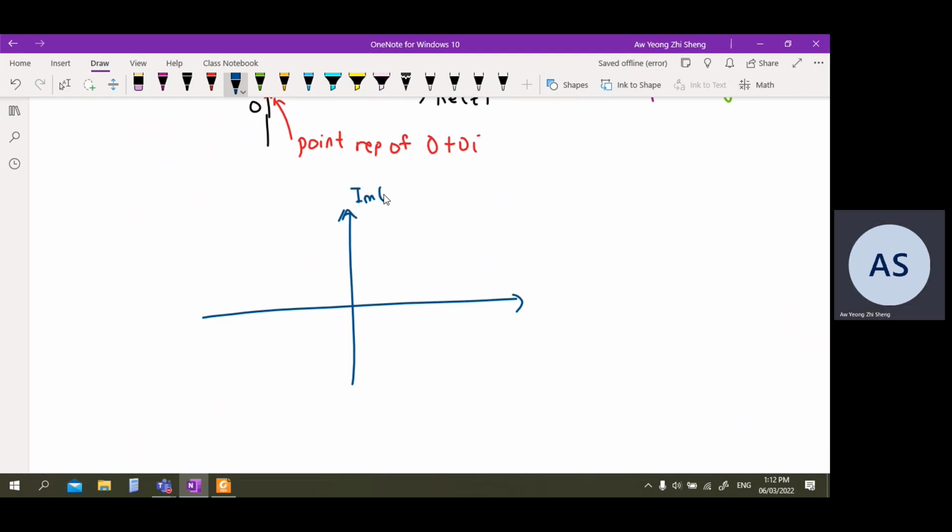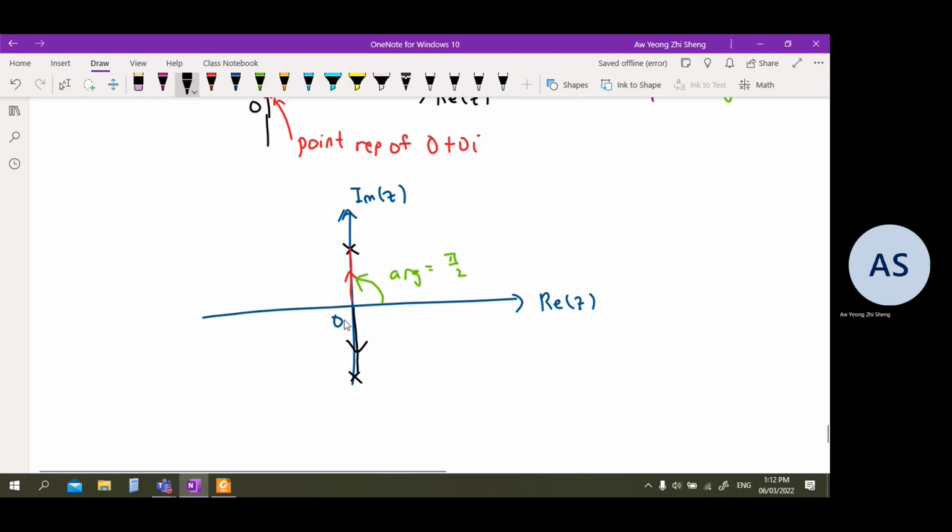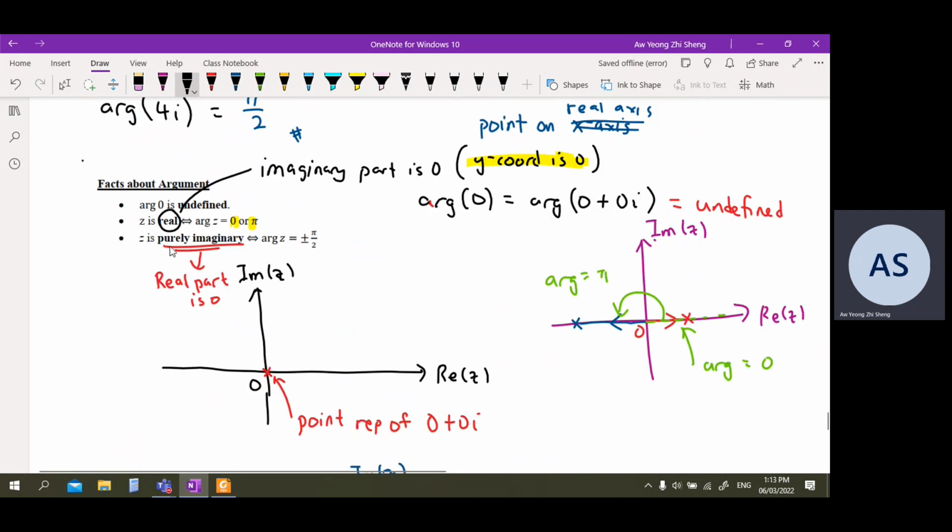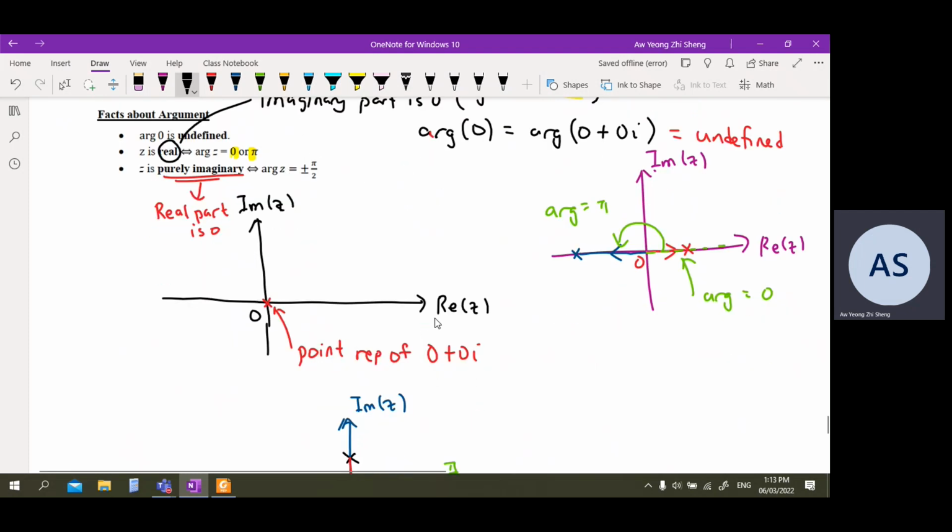And so this is my Argand diagram. When we have a purely imaginary number, you either have a point above 0 or below 0. So if it is above 0, then the red vector will be the vector representation, and because of that, your argument will be pi over 2. If it is below 0, then your argument will be minus pi over 2. So there are only two possible principal arguments if your complex number is purely imaginary. This is also an important fact that you have to know.